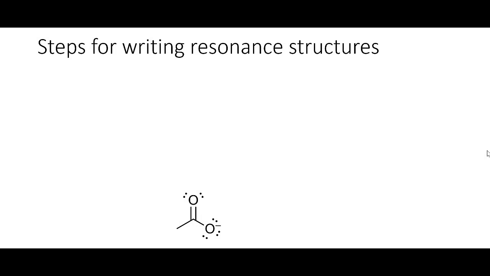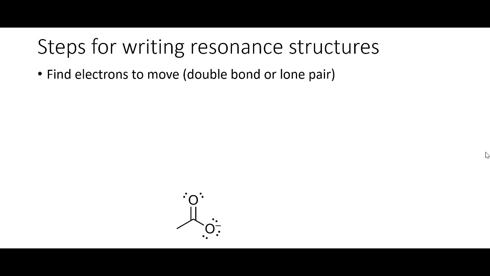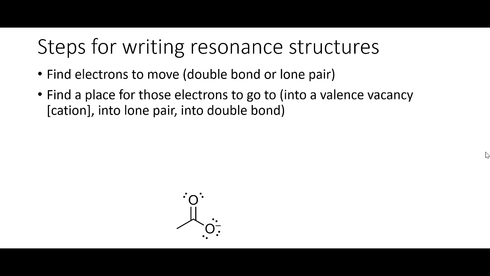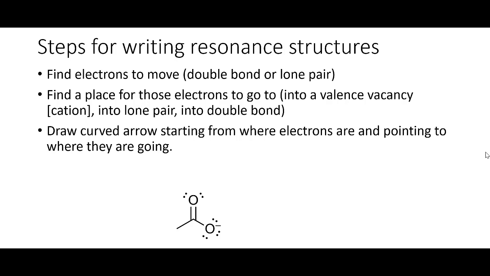Now let's review the steps for writing resonance structures. First is find the electrons to move. And again, only the double bonds or lone pairs can move when you're drawing different resonance structures. Then find a place for those electrons to go to. And these electrons from double bonds or lone pairs can go into a valence vacancy, meaning a cation, into a lone pair, or into a double bond. Then draw the curved arrow starting from where the electrons are and pointing it to where they are going. And lastly, but most importantly, make sure that the octet is not exceeded when you've done the move.